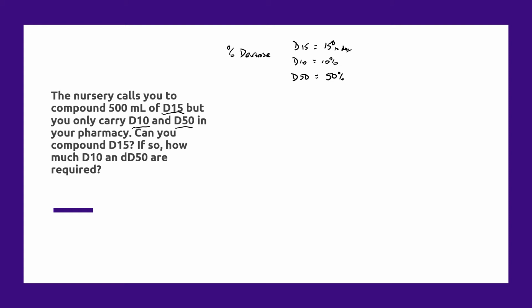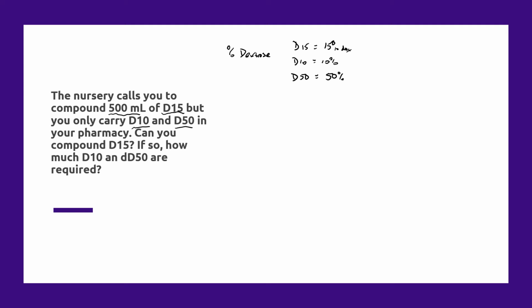So the first part of this question, can you compound D15? The answer is yes, because to compound a solution from two other stock solutions, you need to have a stock solution that's lower concentration than your target concentration, and you need to have one that's a higher concentration. So as long as you've got both ends, lower and higher than what you're shooting for, you can compound any strength solution that's in between those two products. So yes, you can compound it. And now we need to figure out how much D10 and D50 we need to make a D15 solution, specifically 500 milliliters of that solution.